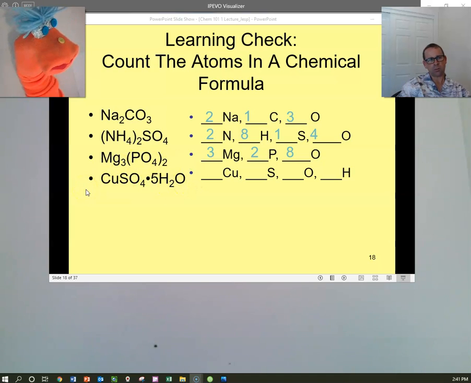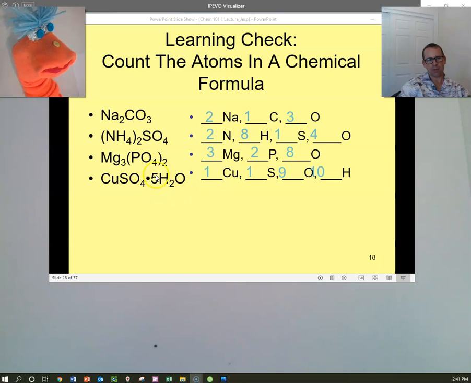This compound here, do you remember its name? Copper sulfate pentahydrate. That's right. Copper sulfate pentahydrate. And there's 1 copper, 1 sulfur, 9 oxygen, and 10 hydrogens. Very good. Excellent job.